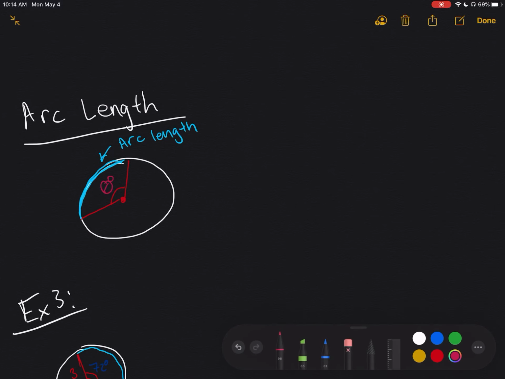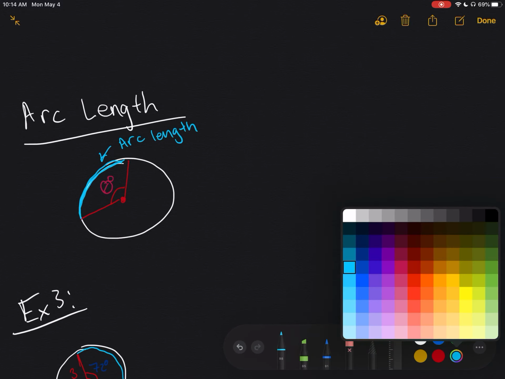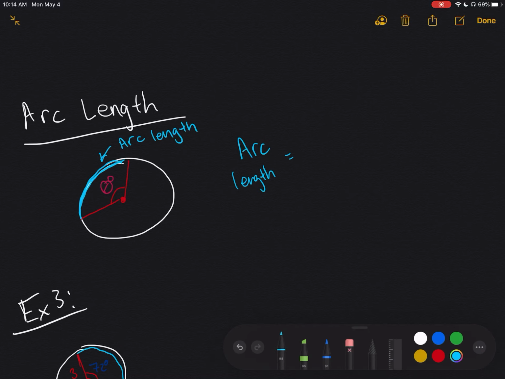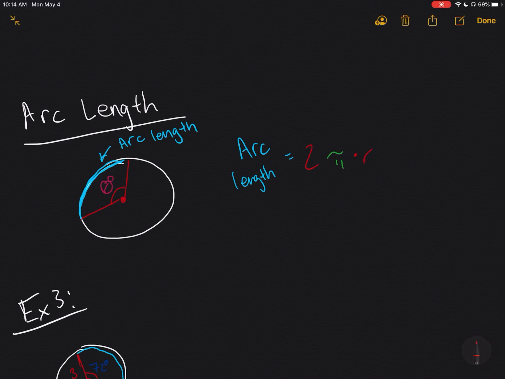So the formula is arc length is equal to the circumference formula. So I'm going to use 2 pi r. You could use pi d, but 2 pi r is going to be more frequently used. So you should expect to use that more.